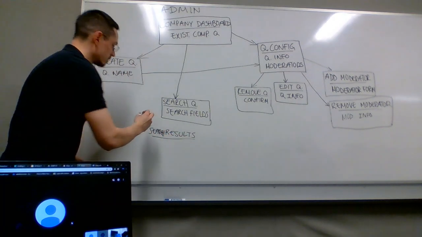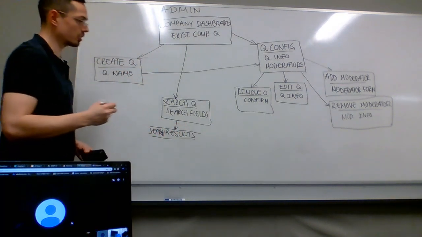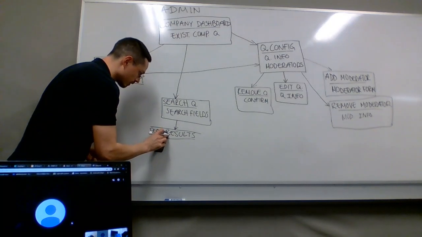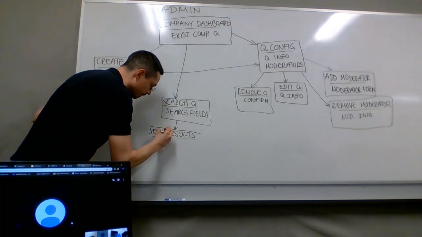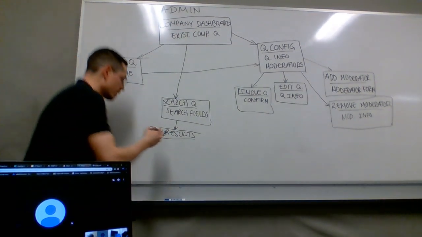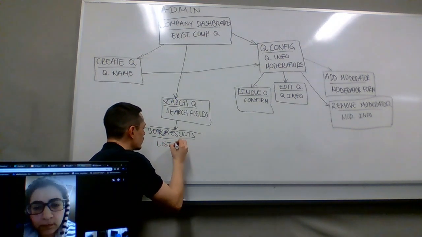So search results will come after performing a search. And what will it display? Like a list of queues. List of queues, of course.